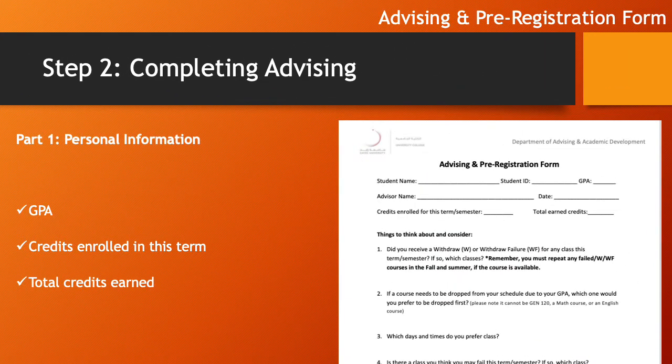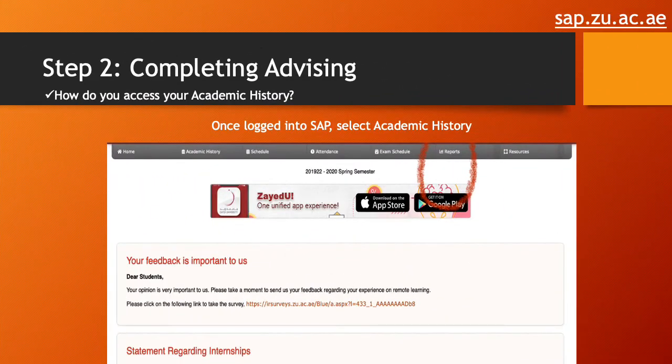Part 1 of the form, found here, is your personal information. Once you enter in your name, ID, advisor's name, and date, there are 3 additional areas to complete. In order to complete this, we will proceed to SAP. When you log into SAP, you will see the menu on the top of the screen. Please click Academic History.